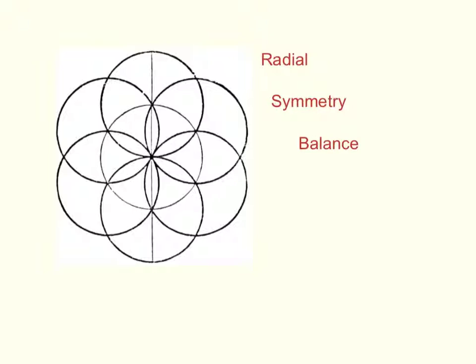If there were larger shapes and smaller shapes, larger shapes on one side and smaller shapes on the other side, then it would not be balanced at all. One side would look heavier.